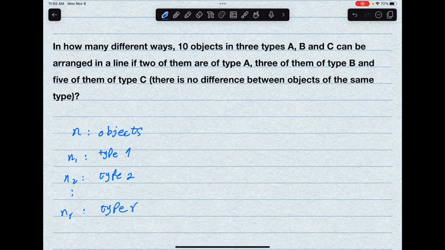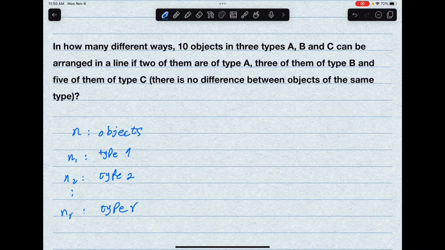What is the formula? How many arrangements do we have for this one? When it says arrangements, it means like making a board. It's like putting some books on a shelf. So there's an order, okay? There is an order here.